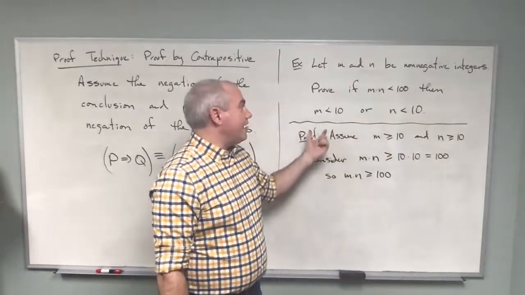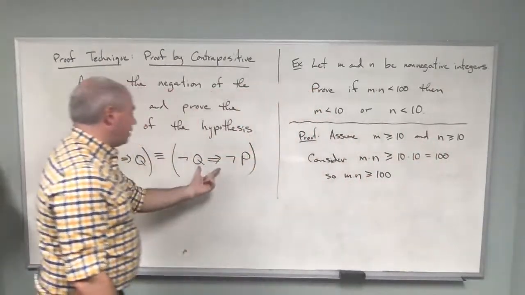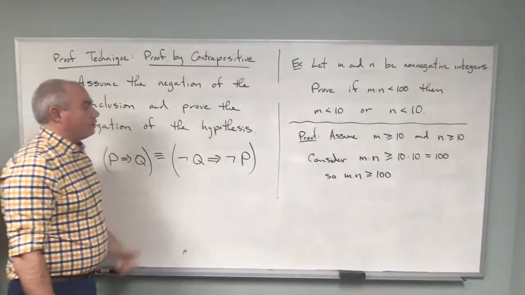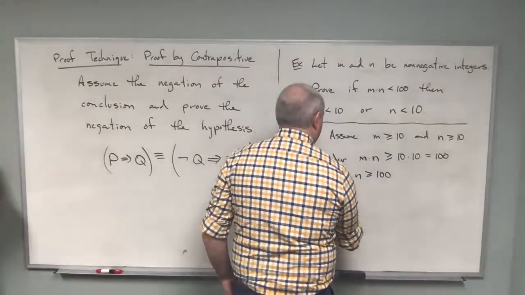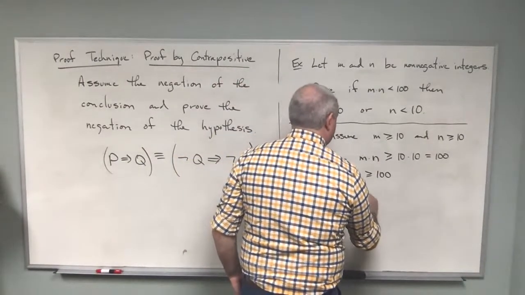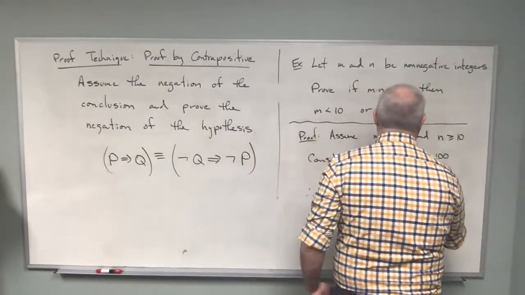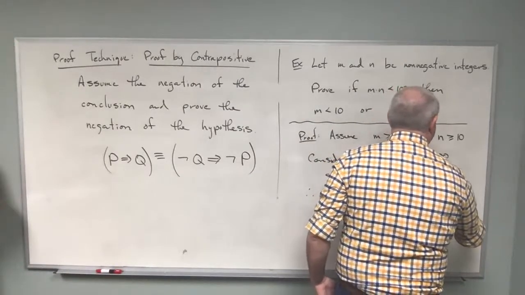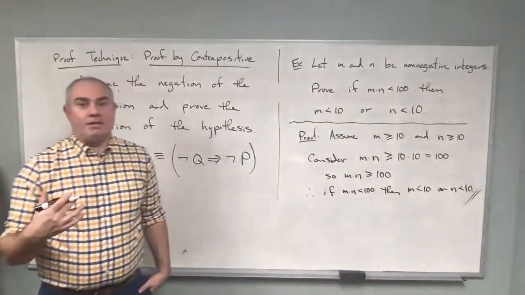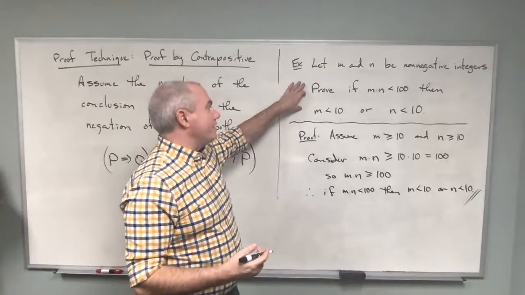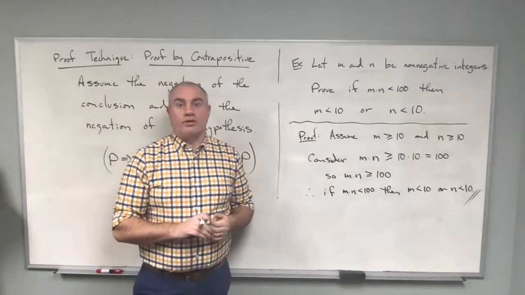So I just said that if not Q, then not P, which is logically equivalent to P implies Q. So now I can just conclude, therefore, if M times N is less than 100, then M is less than 10, or N is less than 10. And we're done. So what seems to be a very, very difficult proof, if you're proving it directly, becomes almost a trivial proof if you're doing it by contrapositive.